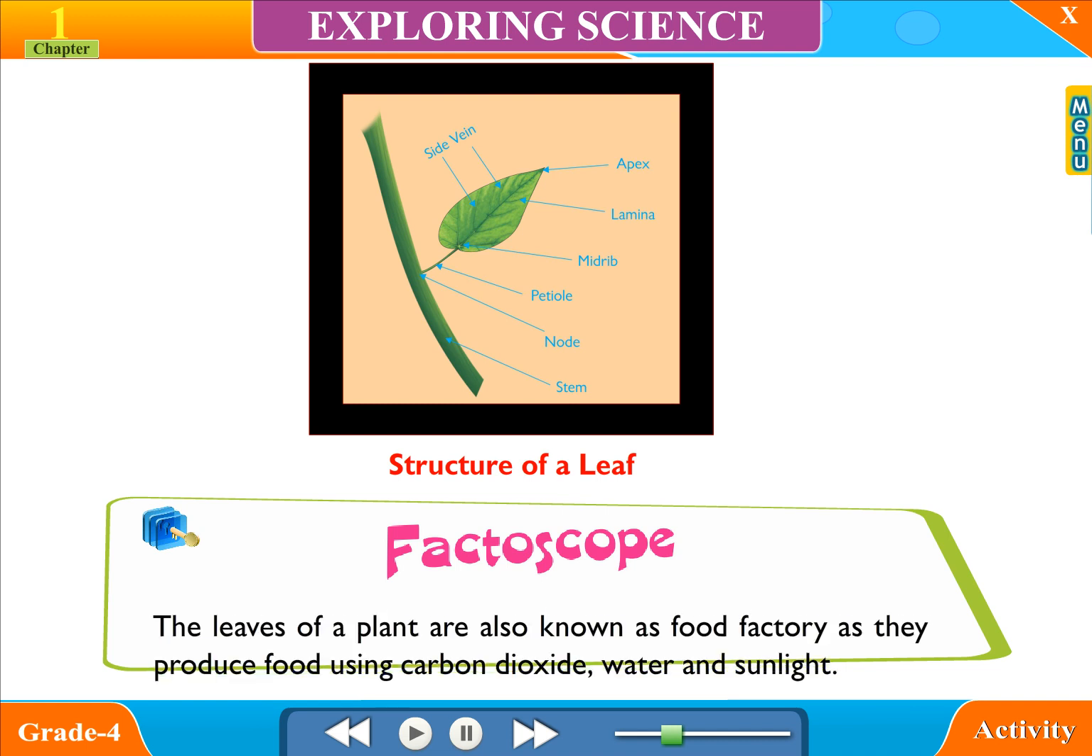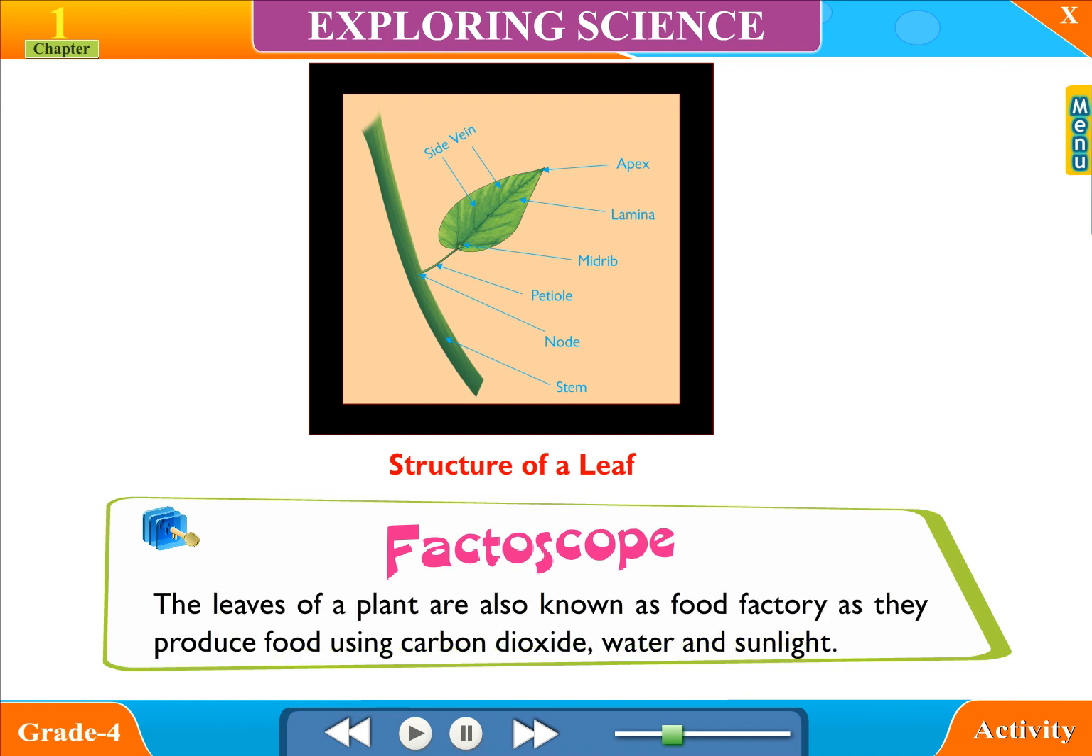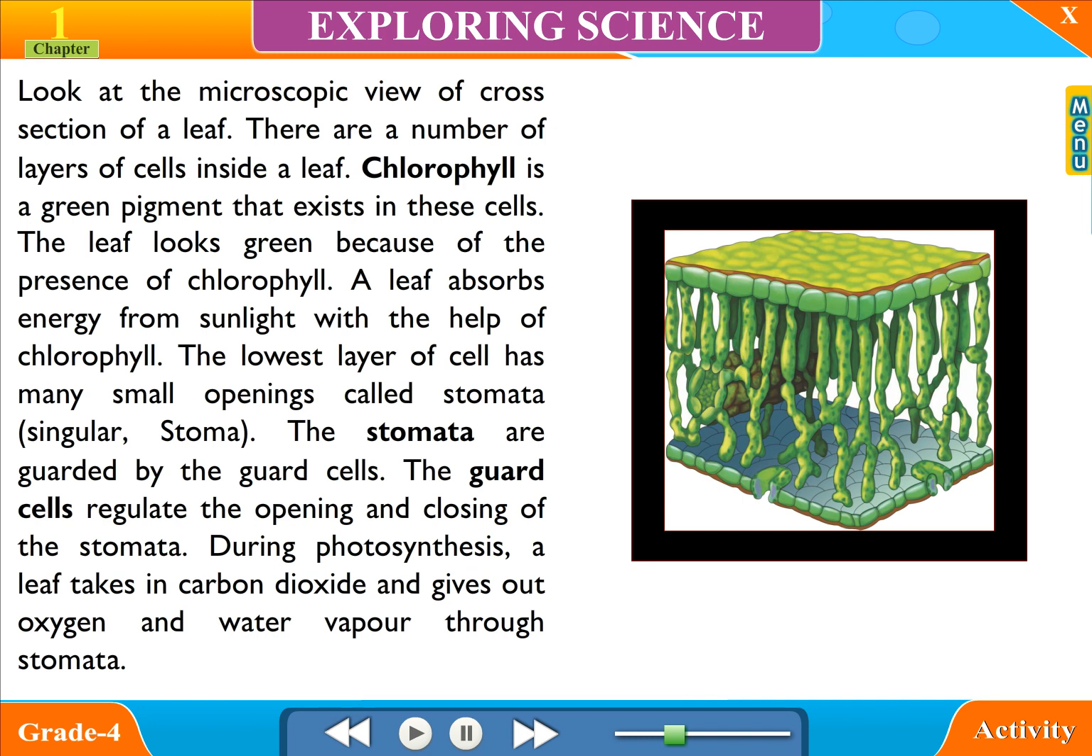The leaves of a plant are also known as food factory as they produce food using carbon dioxide, water and sunlight. Look at the microscopic view of cross-section of a leaf. There are a number of layers of cells inside a leaf. Chlorophyll is a green pigment that exists in these cells. The leaf looks green because of the presence of chlorophyll. A leaf absorbs energy from sunlight with the help of chlorophyll.